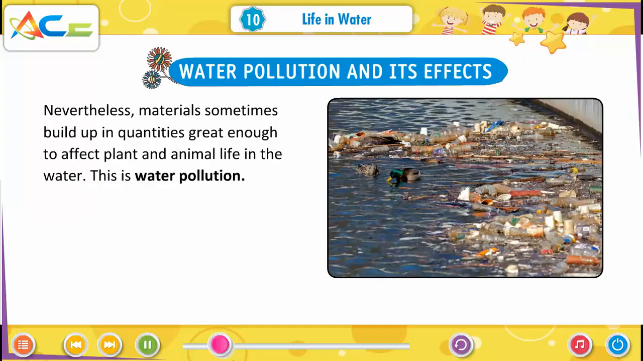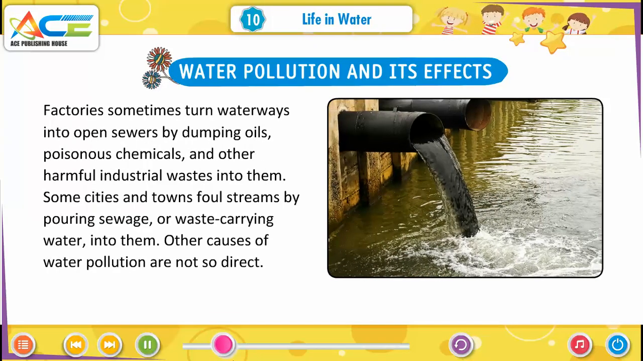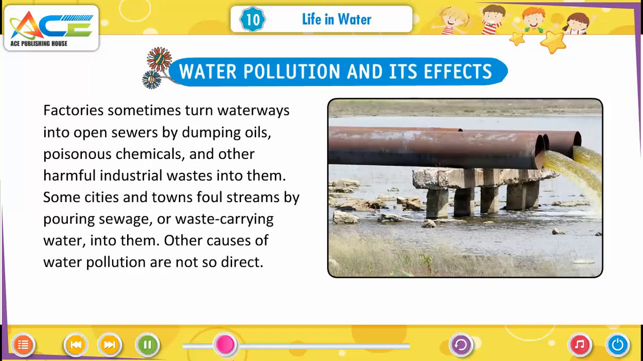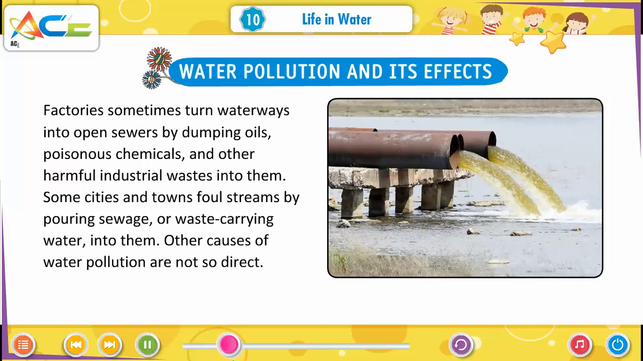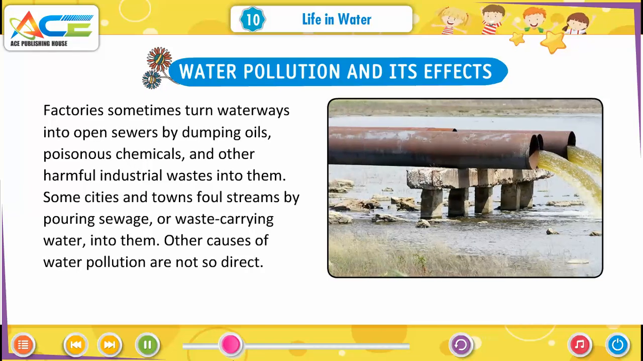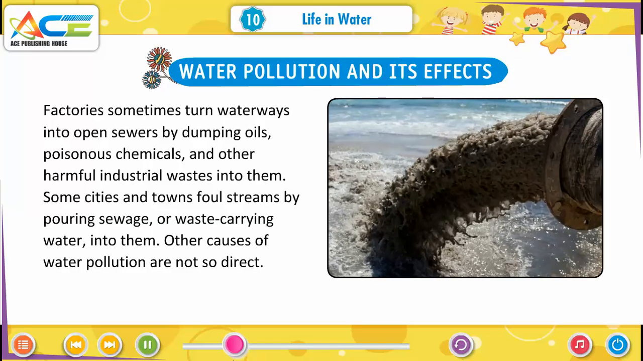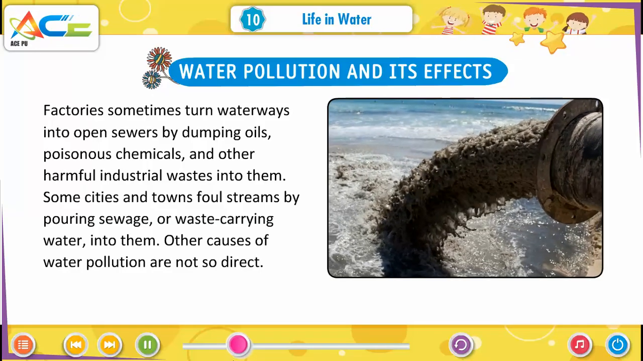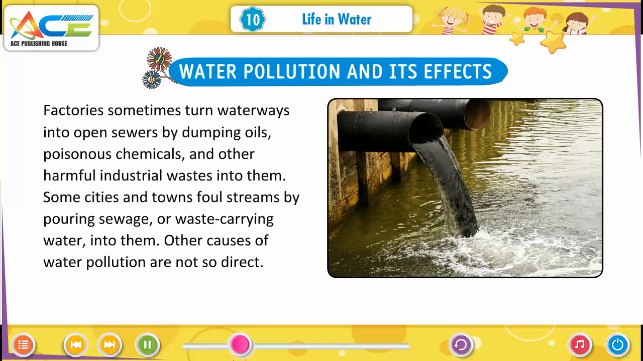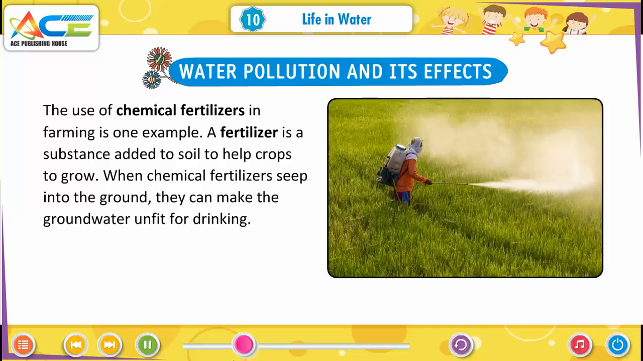This is water pollution. Factories sometimes turn waterways into open sewers by dumping oils, poisonous chemicals and other harmful industrial waste into them. Some cities and towns foul streams by pouring sewage or waste carrying water into them. Other causes of water pollution are not so direct. The use of chemical fertilizers in farming is one example.